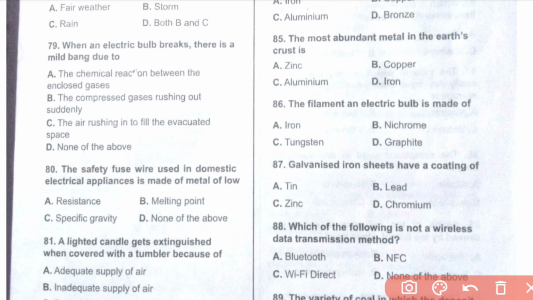85. The most abundant metal on earth is C, aluminium. The filament of an electric bulb is made of C, tungsten. Galvanized iron sheets have a coating of 87, C, zinc.